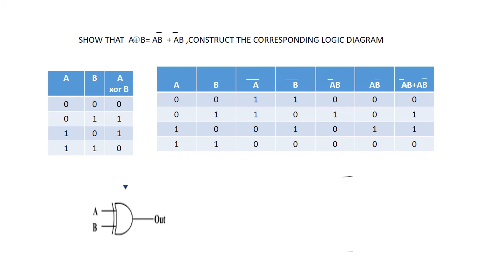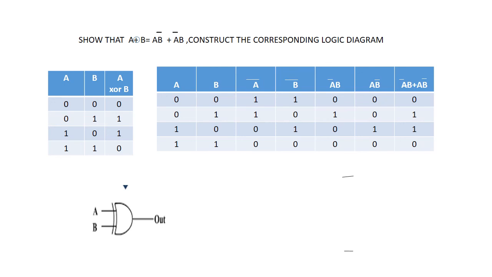So next is to construct the corresponding logic diagram. LHS is performing an XOR operation only. So I can directly use an XOR gate where inputs are A and B and obtain the output. And for constructing the RHS, we have the inputs A and B.